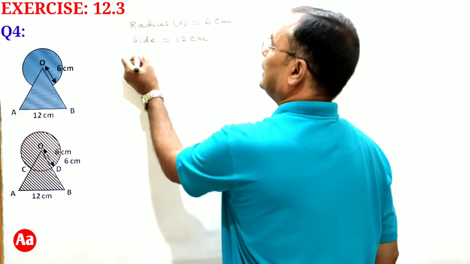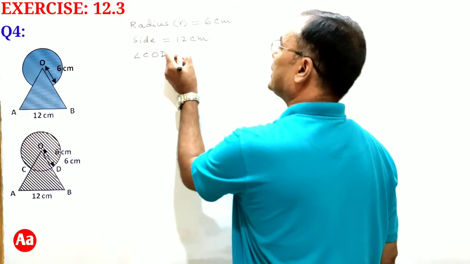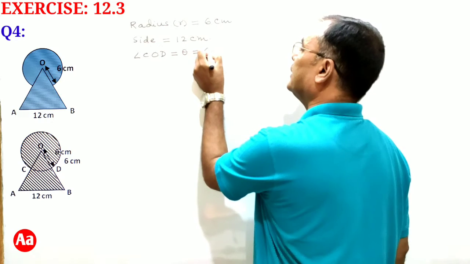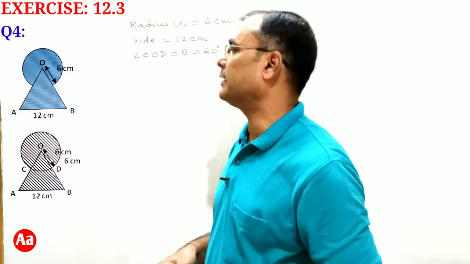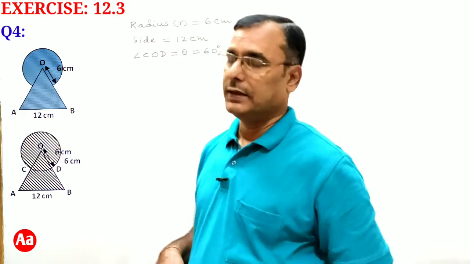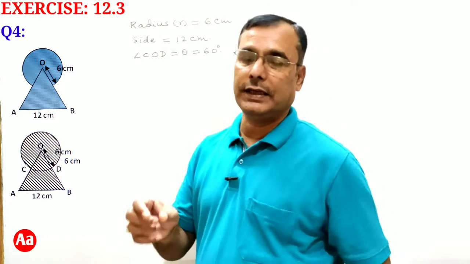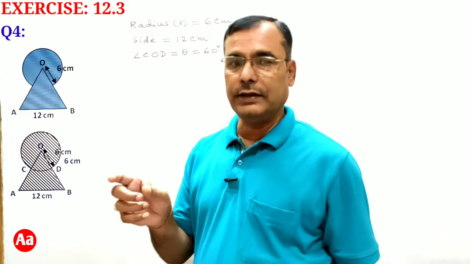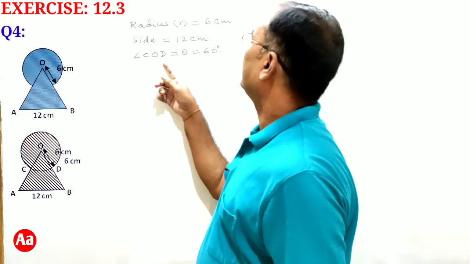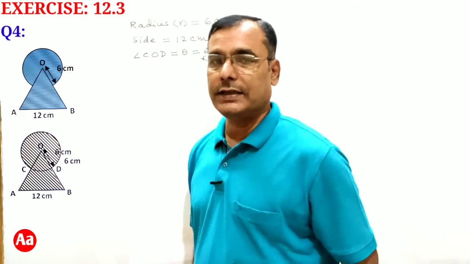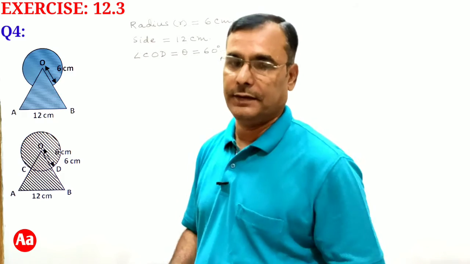And angle COD, which is the sector angle, let it be theta, equal to 60 degree because O is the vertex of equilateral triangle OAB. So angle AOB will be equal to 60 degree as an angle of equilateral triangle OAB. So this angle COD, which will be the sector angle for sector OCD, 60 degrees we have written.